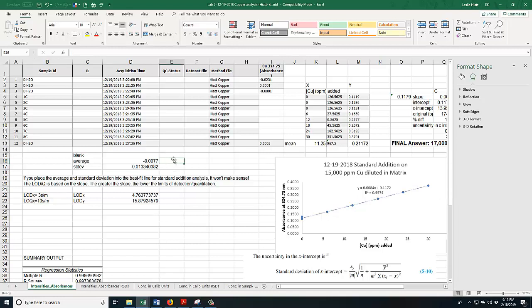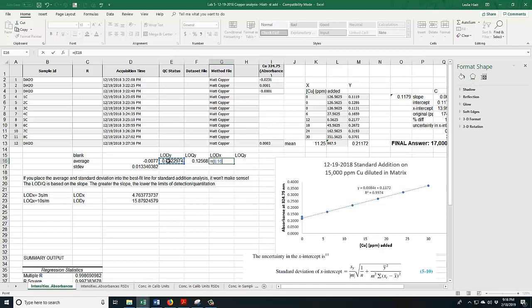Okay, so for instance, let me show you what I mean. So typically you just did average plus 3 times standard deviation equals my average plus 10 times my standard deviation. And then at this point, you normally just throw it into the trend line. So that would be equals my LODY minus my intercept divided by my slope. And see how I'm getting these crazy random numbers?